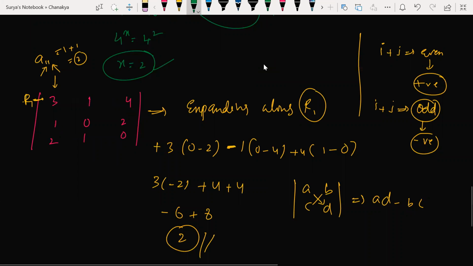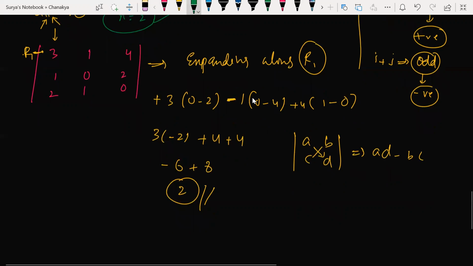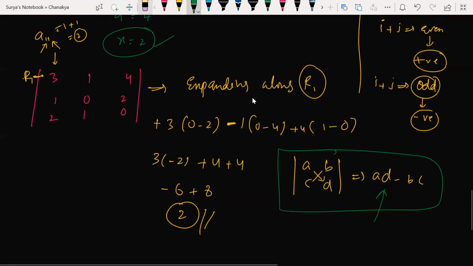Finding the determinant of a 2 by 2 matrix is quite simple. You just find it by using this formula. But finding the determinant of a 3 by 3 matrix is quite different from finding a 2 by 2 determinant. So this is the way of finding the determinant of a 3 by 3 matrix.